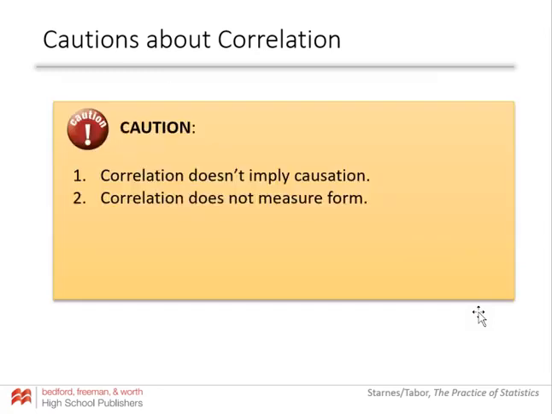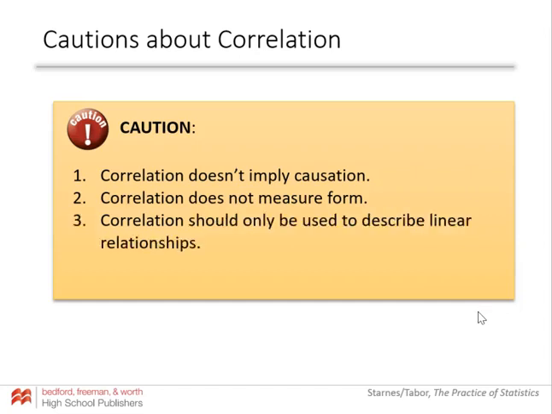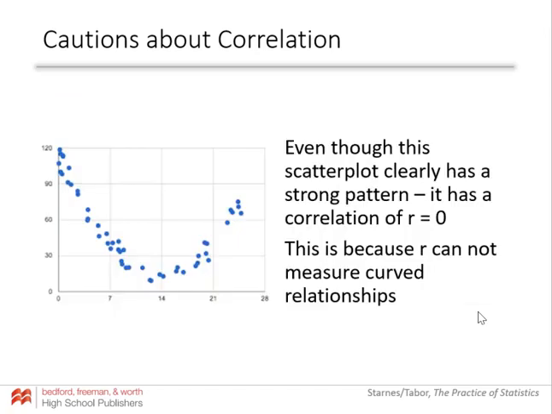All right, correlation does not measure form. So it does not look at like, oh, this is a really strong curved relationship. Okay, you have to look at your scatter plot and make sure that it makes a line before you look at R and get anything useful from that information. Okay, it can only be used to describe linear relationships. Here's a graph. That is a very strong relationship, but it is curved. And so if you were to get the R value, it would be 0, even though there is a very clear pattern here because R cannot measure curved relationships. So it's only for linear relationships.